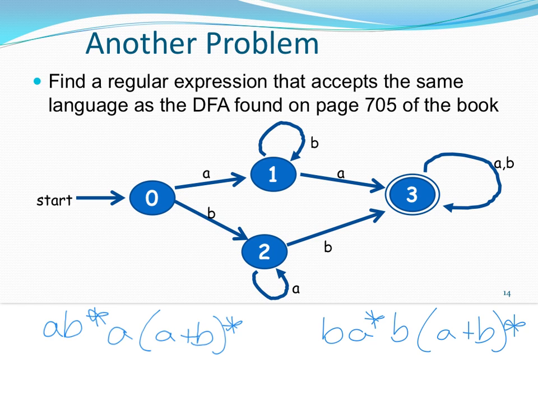And both paths are legal, so this is the union of both sets in my language, or a plus if I'm making a regular expression. So my regular expression says I can have all strings that start with an A, bunch of B's, then an A, and then whatever I want, or start with a B, bunch of A's, then a B, and then whatever I want. Okay?